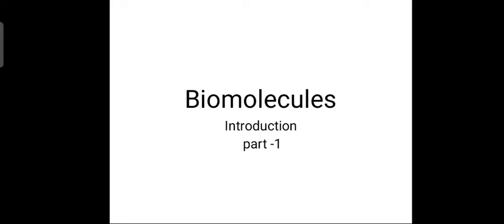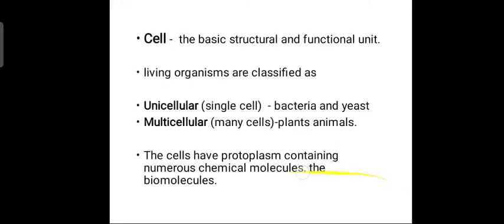So before going into the term biomolecules, let us recall some of the topics, like the cell. The cell is called the basic structural and functional unit. That means the complete human body or any living organism is made up of cells, and without cells the complete mechanism does not take place. All the living organisms are based upon this cell. These are classified into two types: unicellular and multicellular. Unicellular is nothing but made up of a single cell, and the multicellular are made up of many cells.